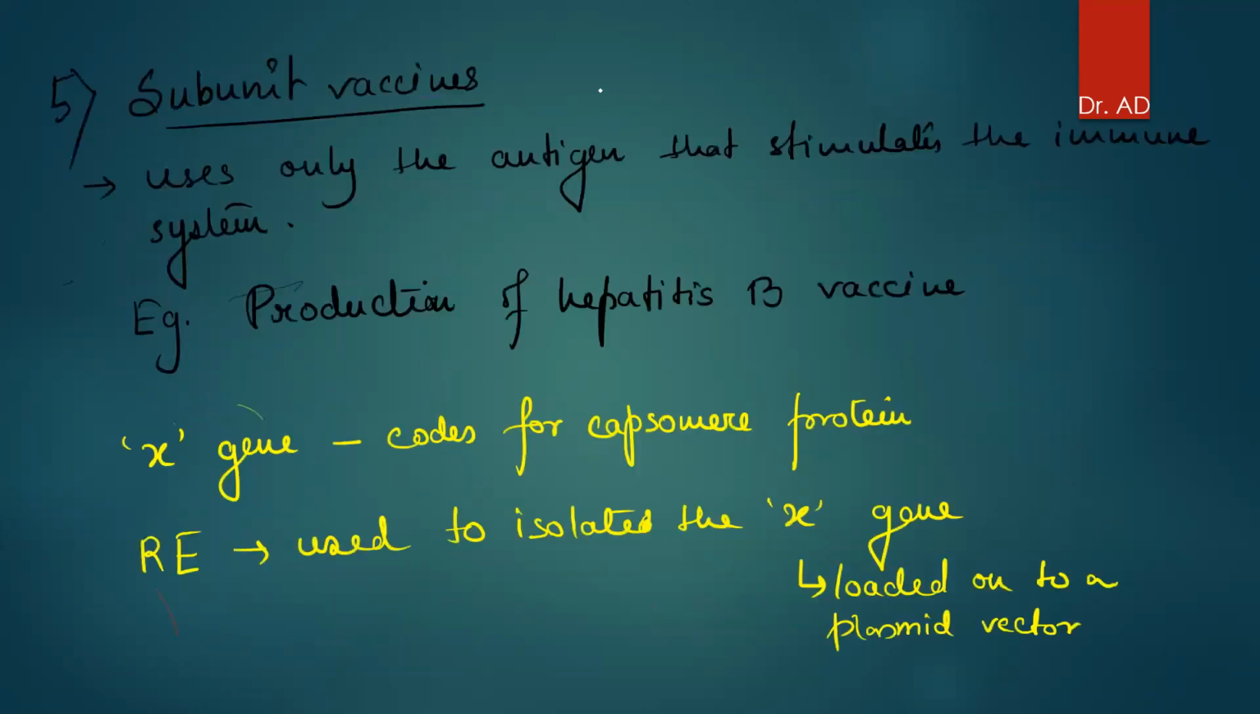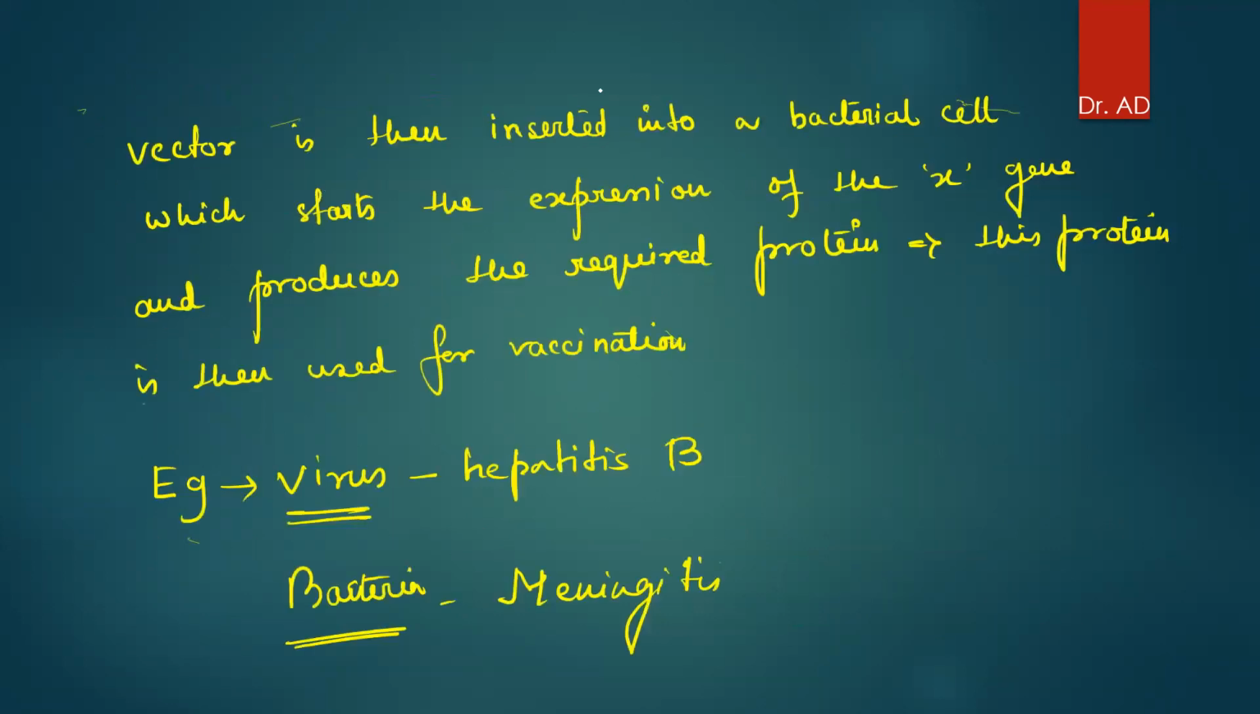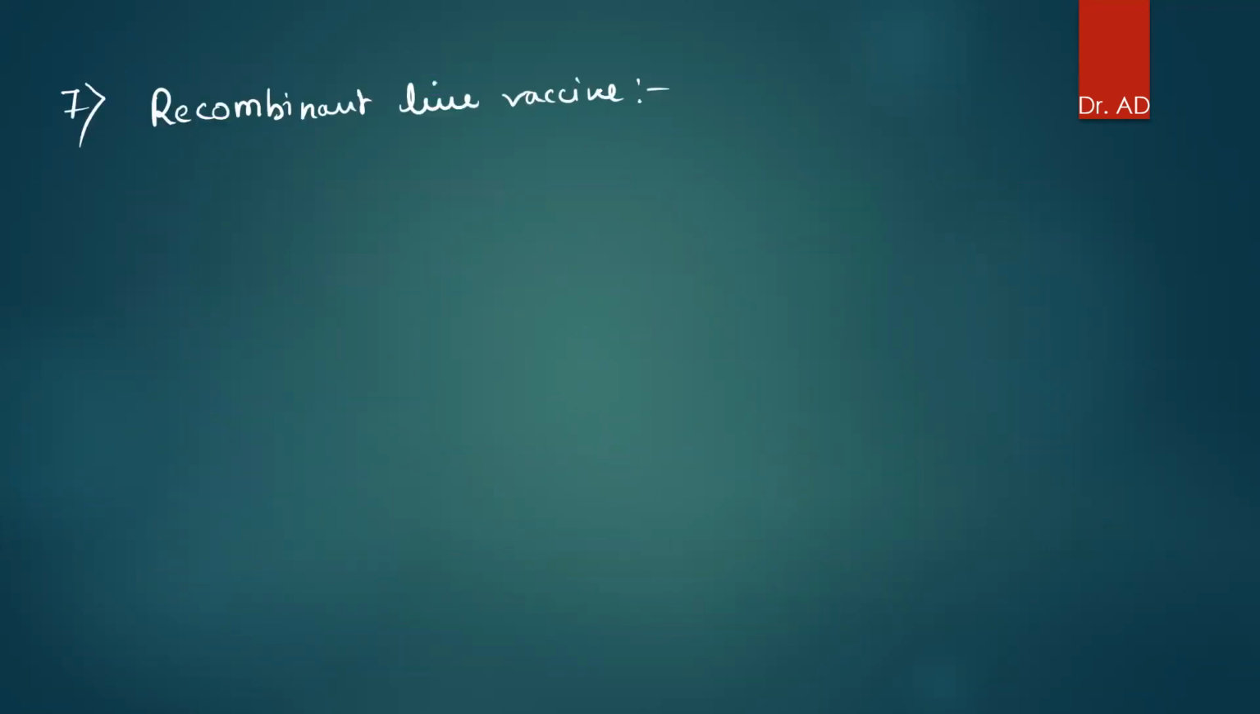Recombinant live vaccine. Here what happens? The procedure is same as that of hepatitis B vaccine, which I was just discussing. The process is same till the separation of X gene. Till the isolation, the process is same. Now the isolated X gene is then ligated to vaccinia virus.